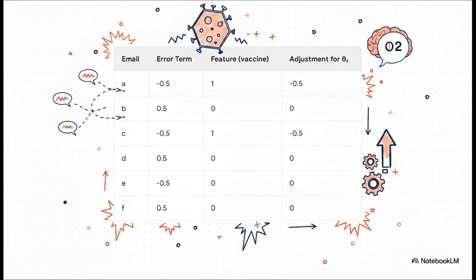Let's just focus on the word vaccine for a second. For email A, the model was wrong. It guessed 0.5, but the right answer was 1 for spam. So the error is negative 0.5. And since the word vaccine was in that email, the model thinks, maybe that word had something to do with why I was wrong, and it calculates an adjustment. It's like the model is learning which clues were at the scene of the crime.